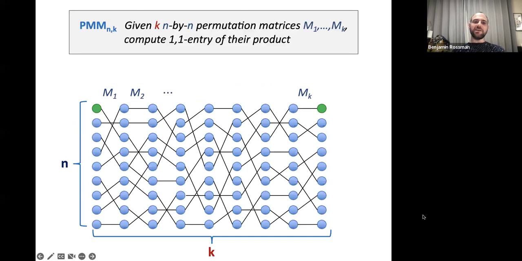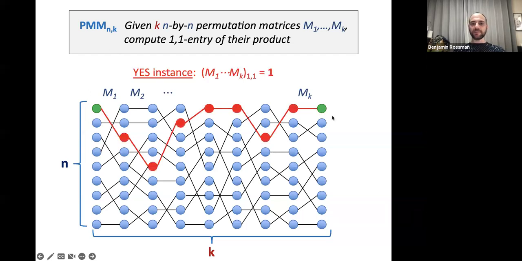So we can visualize the input as being given by a layered graph of permutations. Each matrix M_i specifies a permutation, or if you will, a matching, which we denote by a bipartite graph. Note that each of the n vertices on the left is connected by a unique path to a vertex on the right. And so the question is whether the top green vertex is connected to the top green vertex on the right.